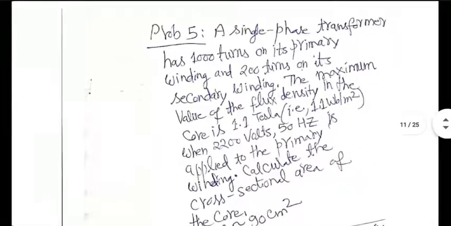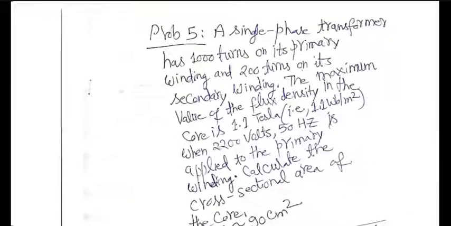Now, what else is there? Yeah, this also is simple enough. A single phase transformer has 1000 turns on the primary and 200 on the secondary. The maximum value of flux density in the core is 1.1 Tesla. That means 1.1 Weber per meter square. I think we have done it also. When 2200 volt, 50 hertz is applied to the primary. So everything is given. Your objective is to calculate the area of cross section.